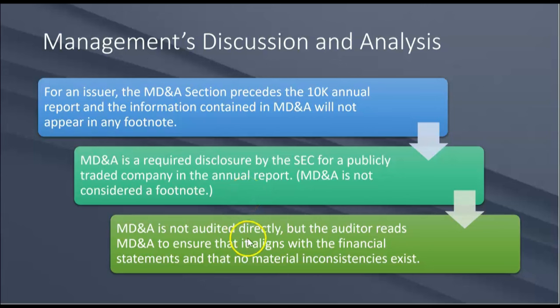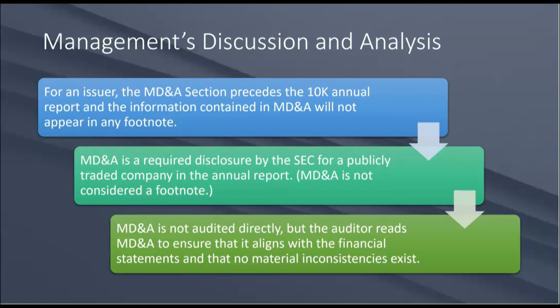MD&A is not audited directly, but the auditor reads the MD&A section to ensure that it aligns with the financial statements and that no material inconsistencies exist between what's in the MD&A and what's in the financial statements. If the auditor does find inconsistencies between how management describes what happened in the MD&A and how the financial statements describe what happened, then the auditor goes back to management and asks for clarification.